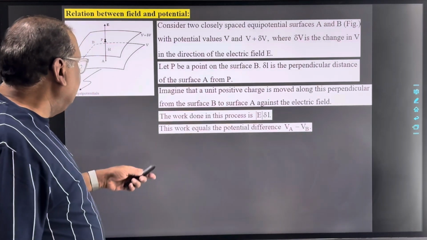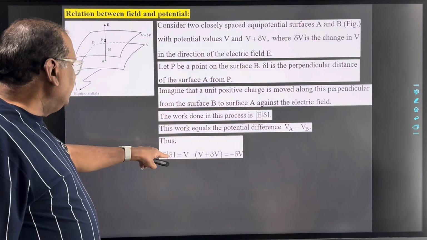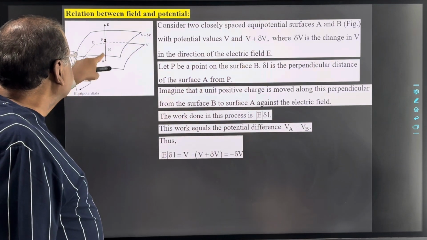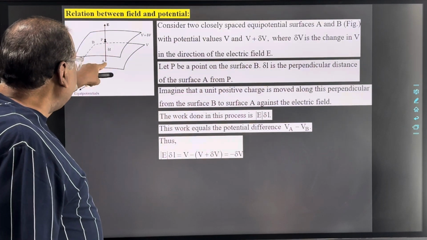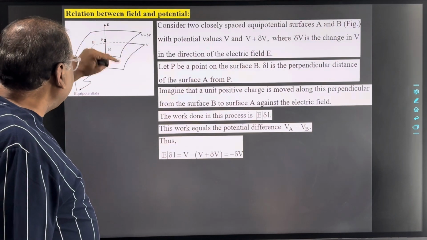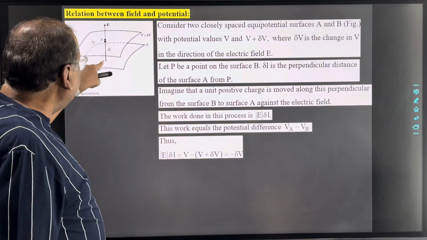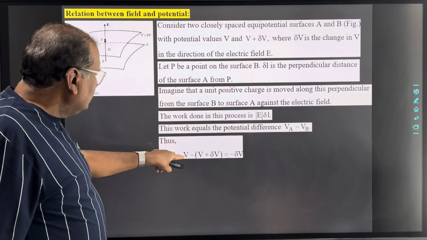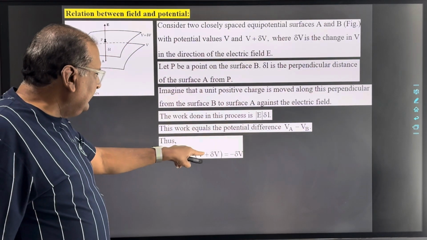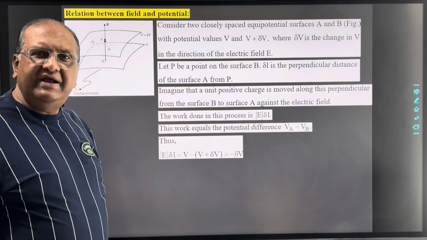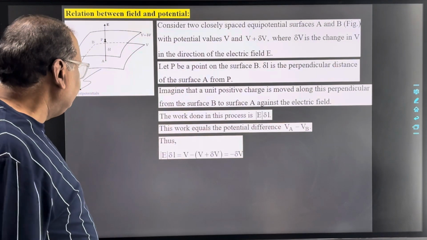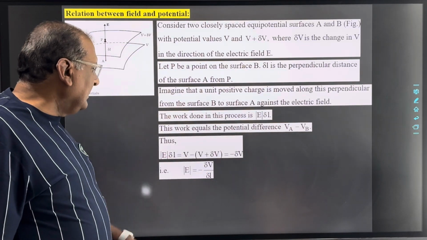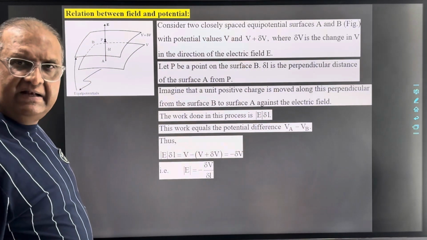So as per that, E delta L, that is the potential difference between these two, that is when it is moved from B to A, so potential difference is VA minus VB. Potential on A, that is V, on B, that is V plus delta V. So we can write V minus V plus delta V. So it will be minus delta V. So here we can write E, that is equal to minus delta V by delta L.